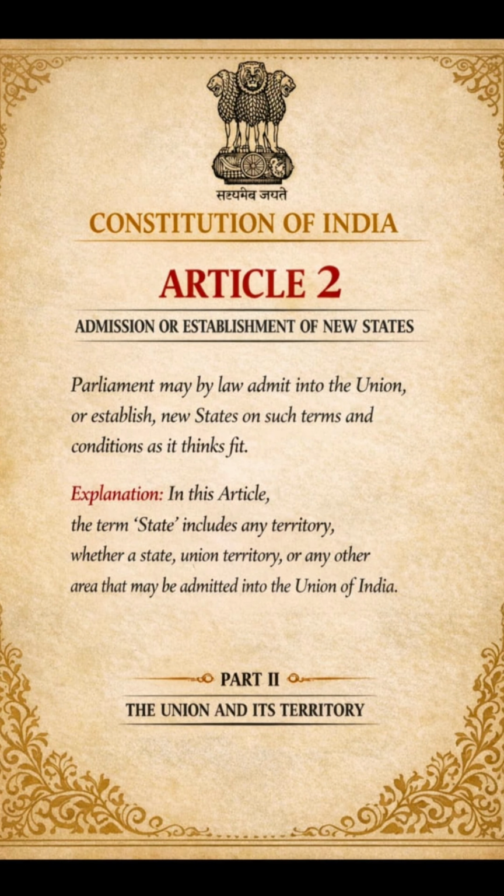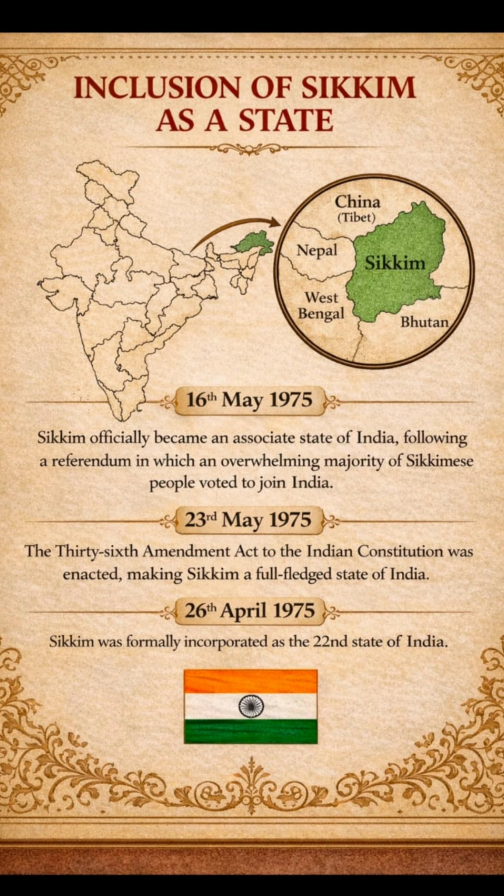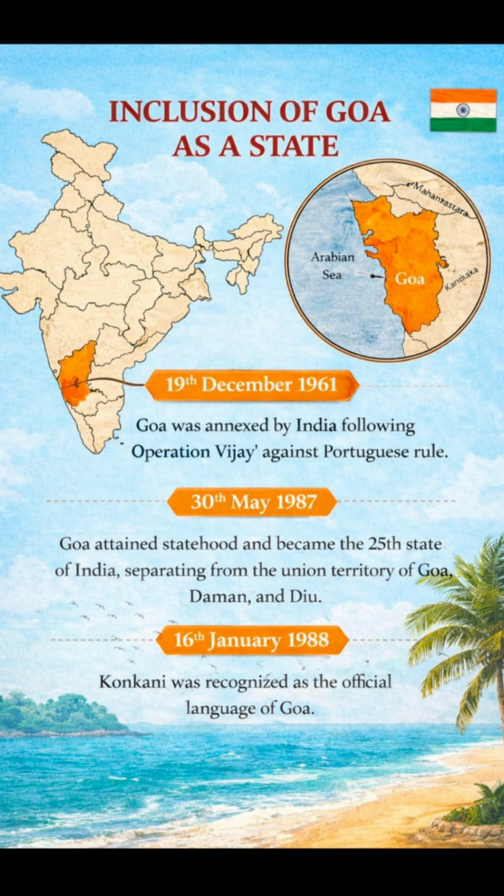Firstly, referring to Article 2 of the Indian Constitution, it empowers Parliament to admit into the Union or establish new states on such terms and conditions as it thinks fit. This provision primarily applies to those territories that were not originally part of India. A classic example is Sikkim, which in 1975 transitioned from being an associate state under the 35th Constitutional Amendment to becoming a full-fledged state through the 36th Constitutional Amendment. Similarly, Goa was liberated from Portuguese rule in 1961 and was later granted full statehood in 1987. Thus, Article 2 deals essentially with admission or establishment of territories in the Indian Union.